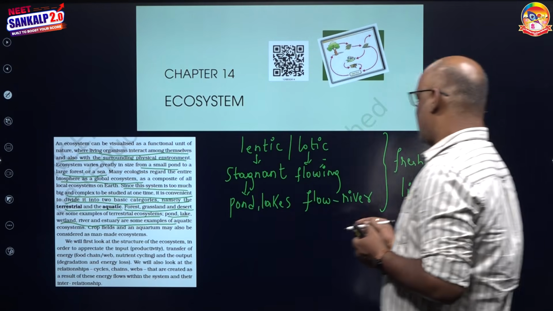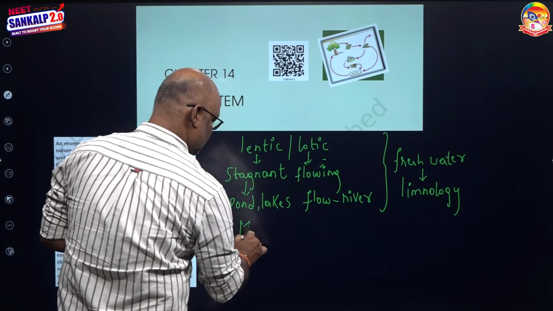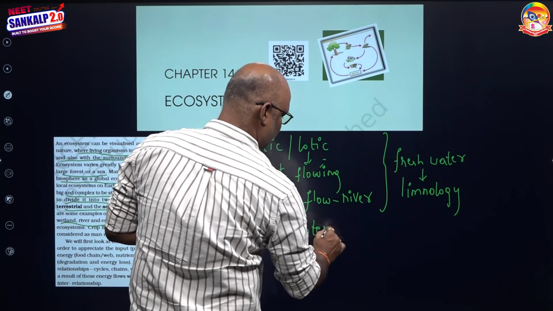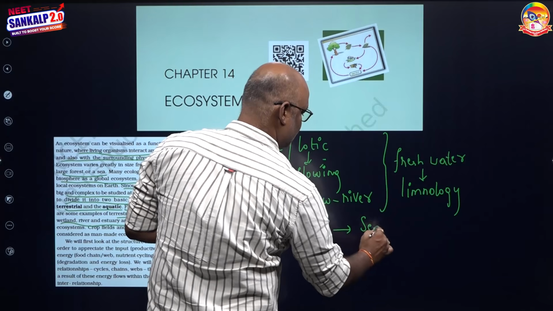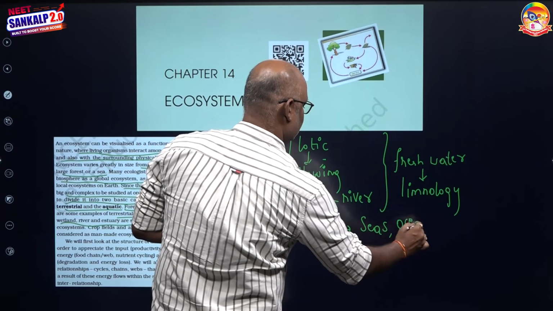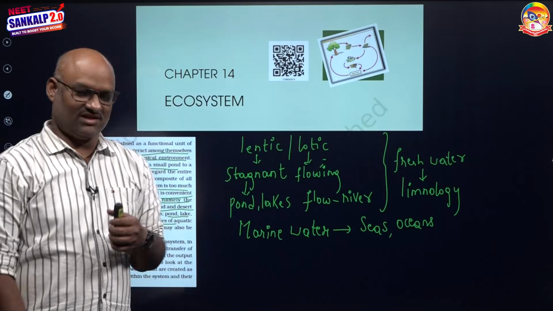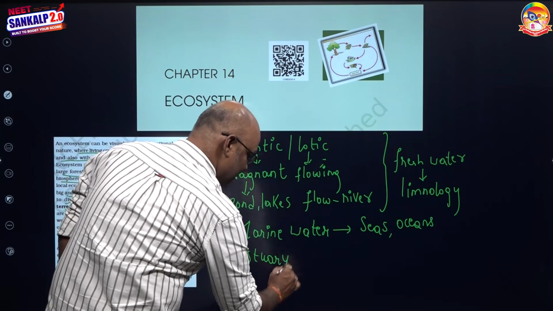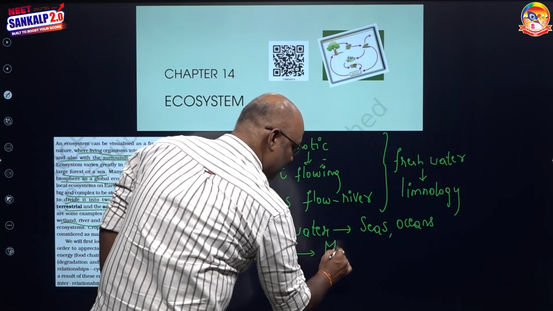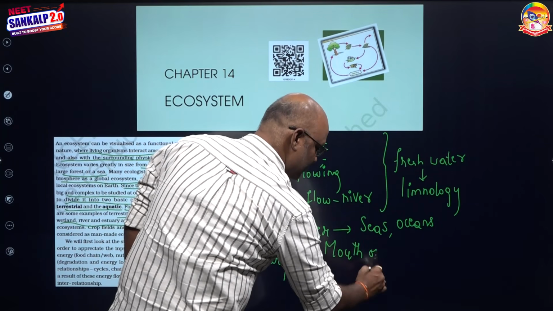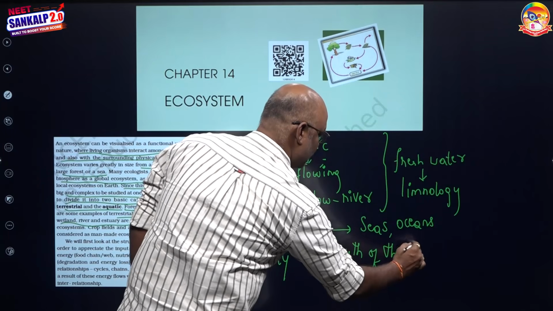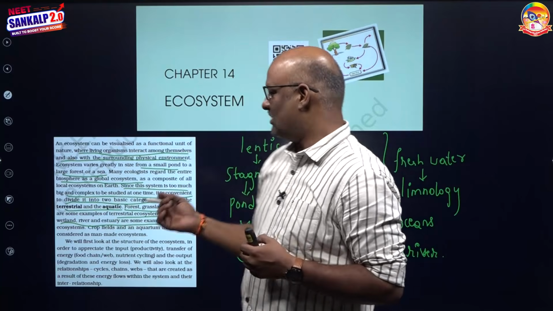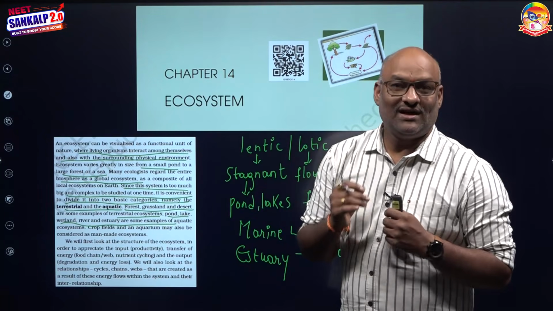Now, what are marine water ecosystems? Salt water ecosystems, and you can classify marine water ecosystems into seas and oceans. Finally, the estuary. Estuary is a place where the river joins the sea, which is also called the mouth of the river. So, all these come under the different types of aquatic ecosystems.